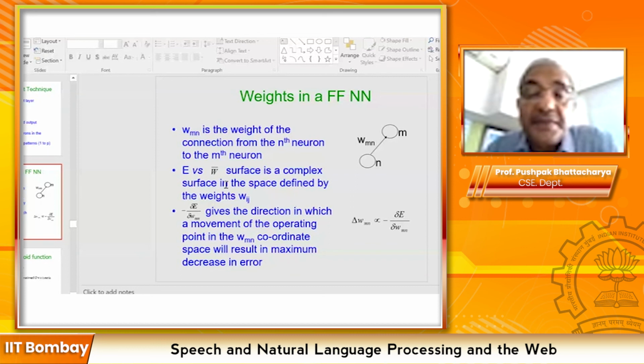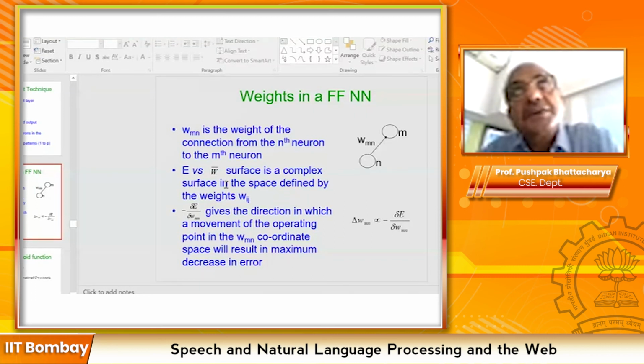E versus W bar surface is a complex surface in the space defined by weights. W bar is the weight vector. So in the XOR function, there are 4 weights from input to hidden and 2 weights from hidden to output. So there are 6 weight values, so it is a 6-component vector. So W bar is the complete weight vector for the whole neural network.